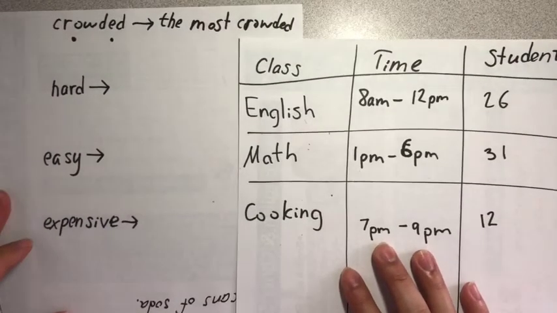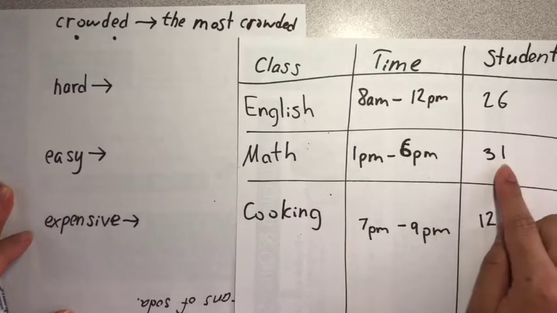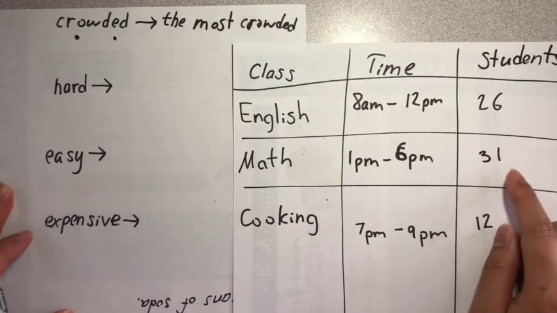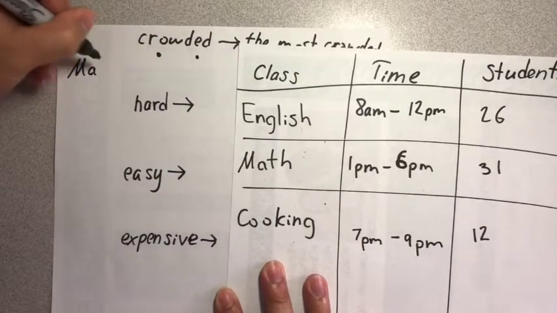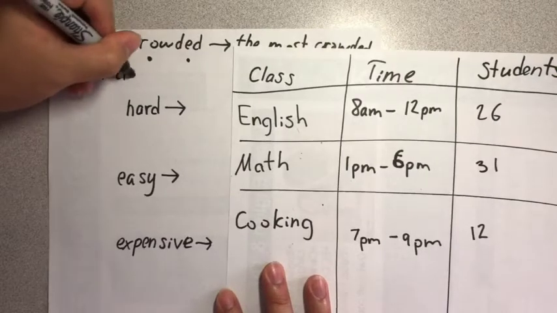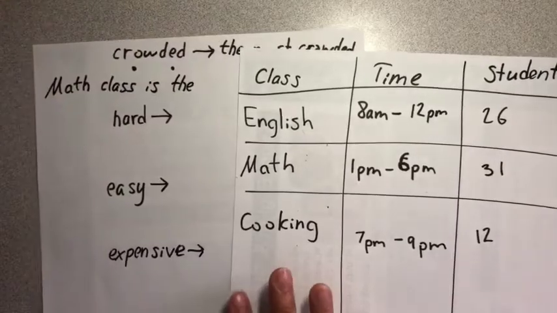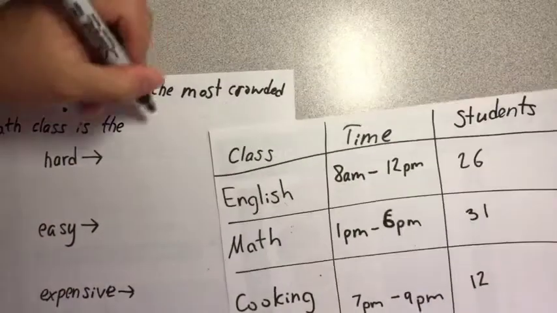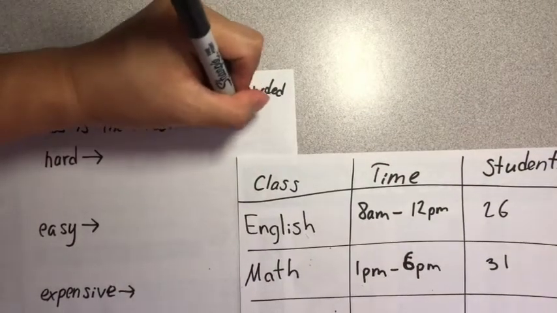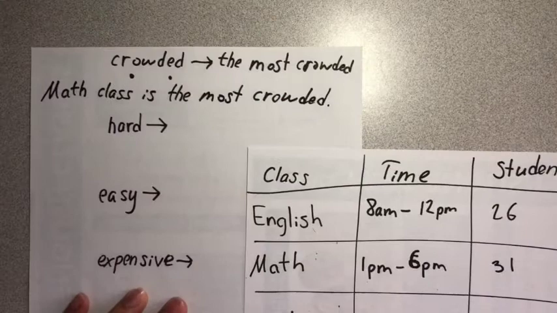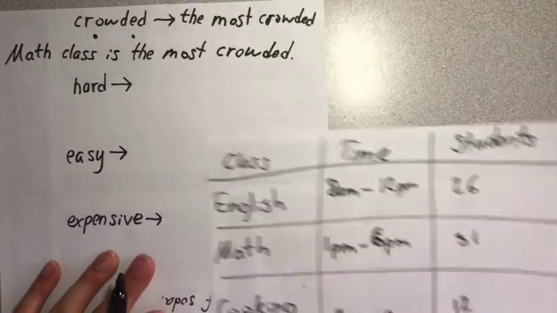Which class has the most people? Math class has 31 students. This has the most people. So we say math class is the most crowded. Math class is the most crowded because it has 31 students.